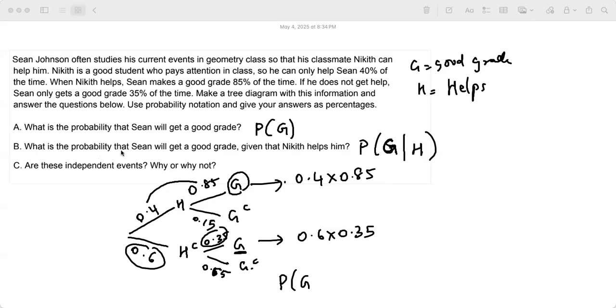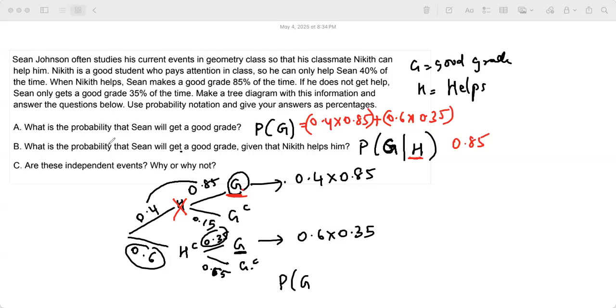But wait, second one, what is the probability that Seen will get a good grade given that Nikit helps him? Nikit already helped him, so this already occurred. You don't have to bother. They are given that. What is the probability of G? That is 0.85. Make sense? So here this is 0.4 times 0.85 plus 0.6 times 0.35. You have to add both. Am I making sense? Are these independent events? They are not independent events, because him getting a good grade is really dependent on whether Nikit is helping him or not.